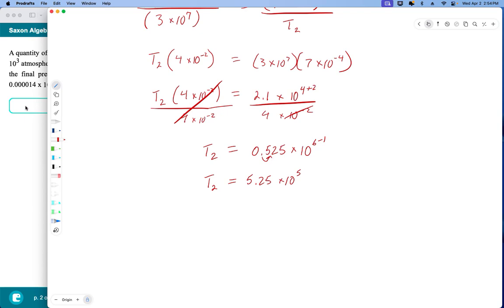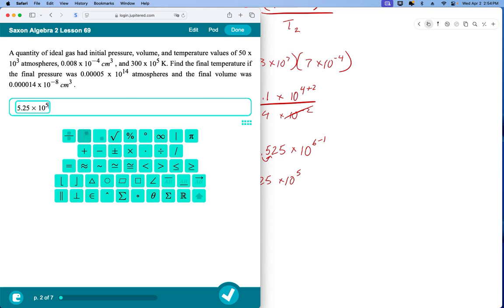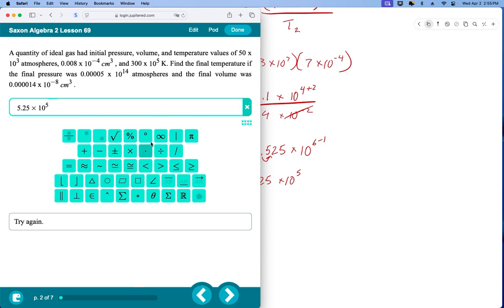I'm going to type it in over here to show you how to type it in. Okay, so that'd be 5.25. We're going to use this x times 10. We're going to use the exponent of 5, and then that should be correct. It's not correct. I don't know why it's not correct. Let me see what's going on.